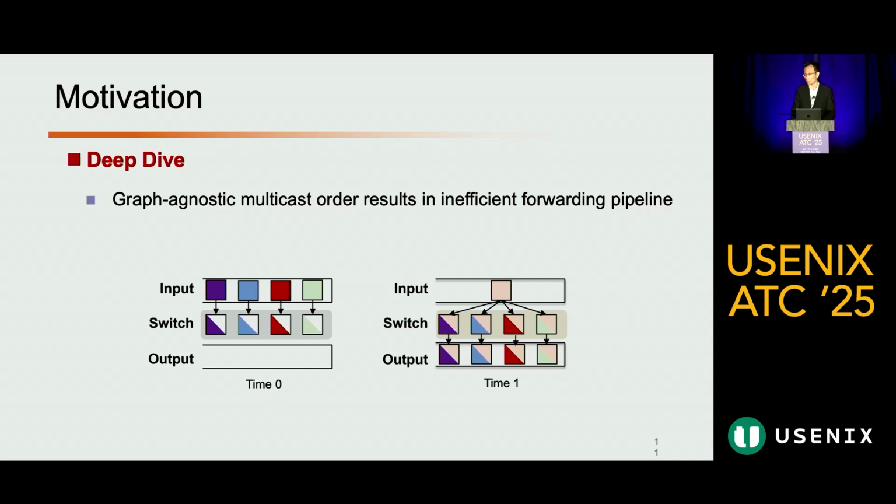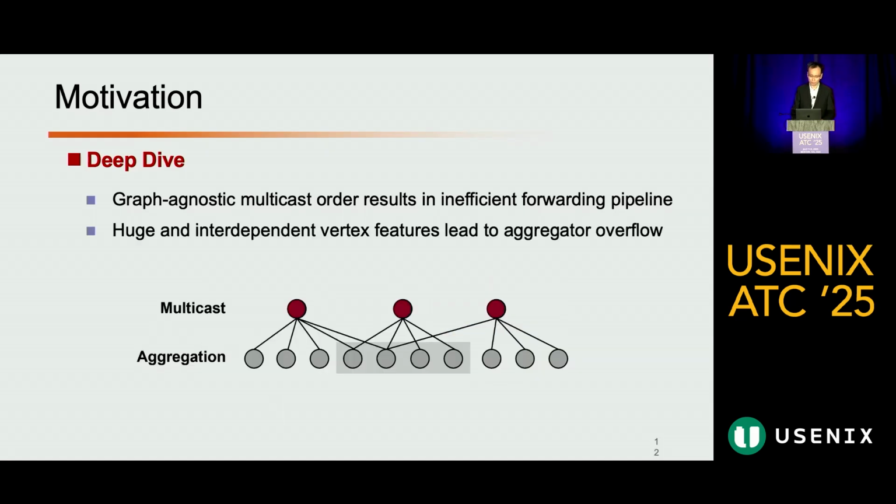The switch output stays idle. Only when the missing neighbor shows up at time 1, multiple aggregators finish simultaneously and overload the output port. The second issue is that interdependent vertex features cause aggregator overflow. Each vertex needs as many aggregators as it has neighbors, and those neighbors depend on their own neighbors. So this forms large connected groups, and this group demands more aggregators than the switch can handle.